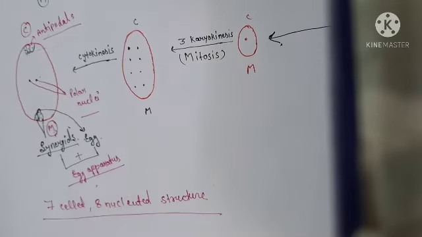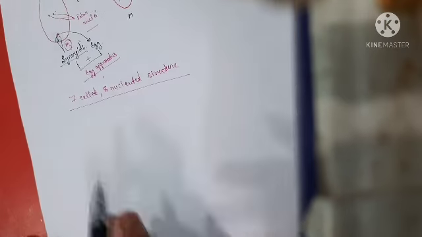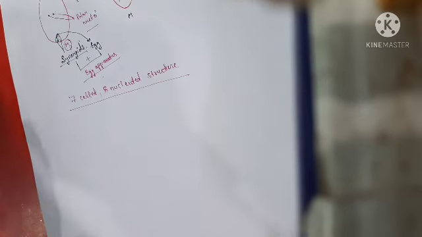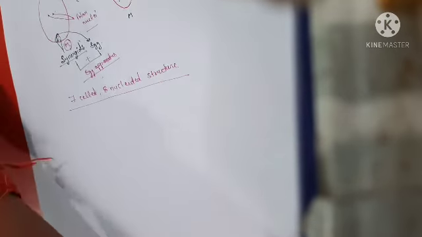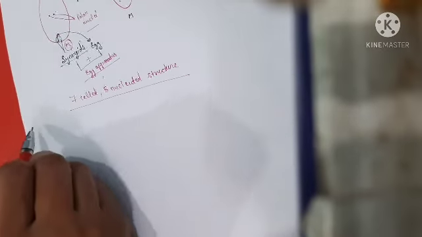Okay friends, in this way we complete monosporic development of female gametophyte, that is embryo sac development, or you can say the 7-celled 8-nucleated structure. Now friends, we will discuss another topic, that is pollination.